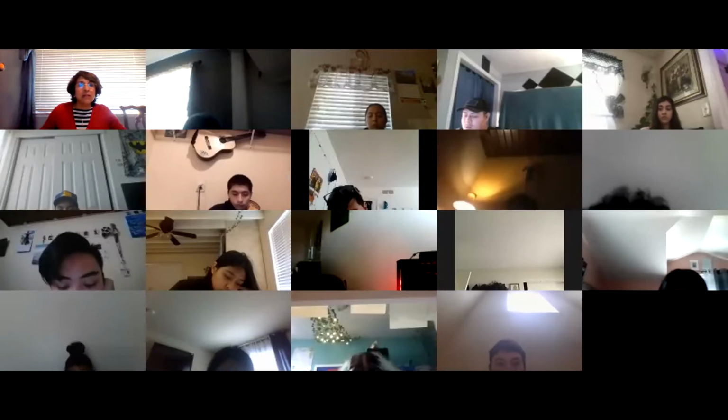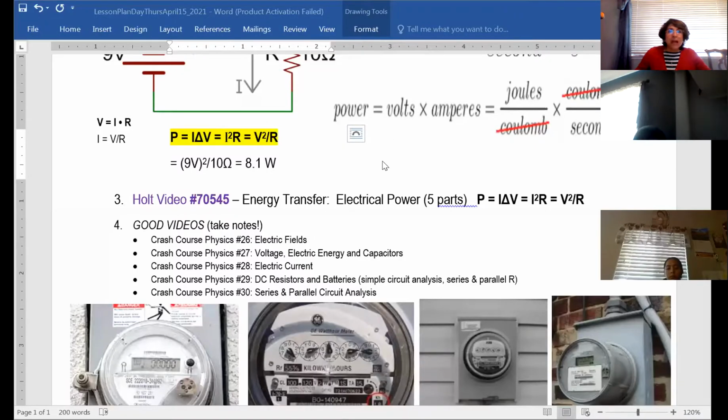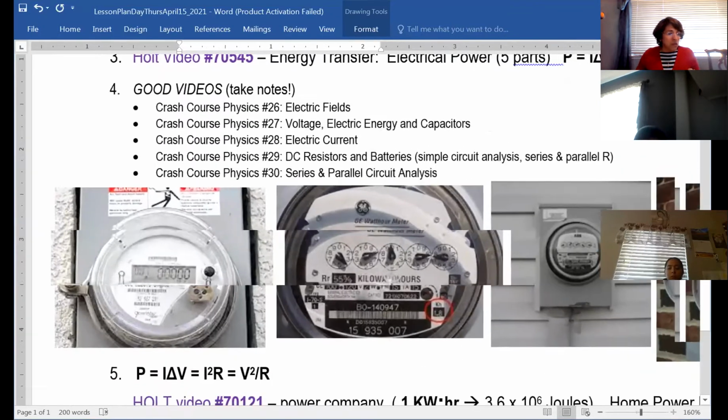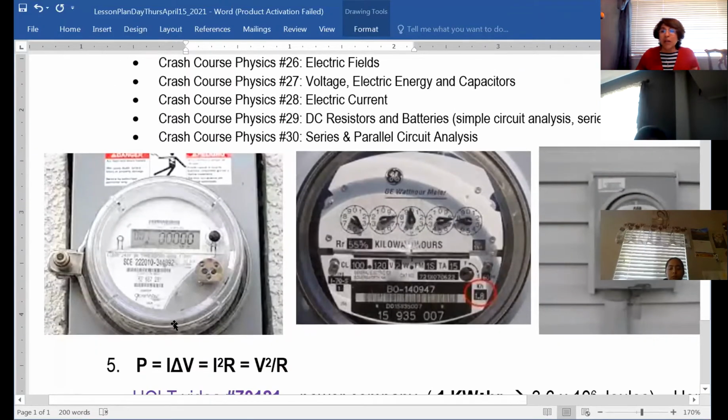Share screen, outline. All right, so I want somebody to tell me if they have recognized any of these power meters outside their house or apartment. Anybody seen something like this? This one to the farthest left, maybe I'll make it bigger for you. The one the farthest left is digital. How do I know that? Because it's a digital reading.